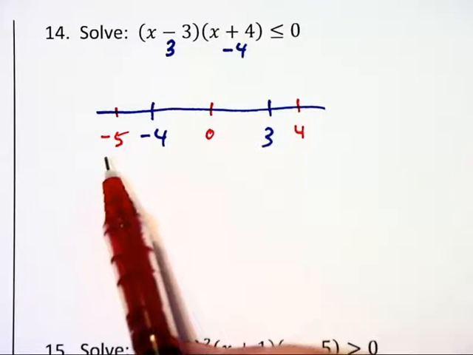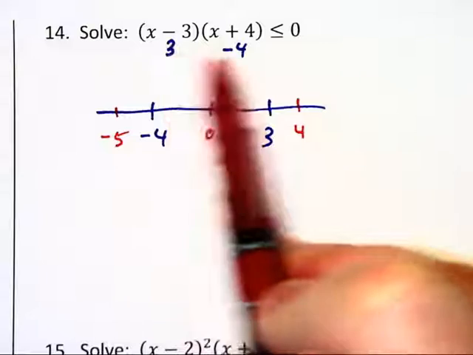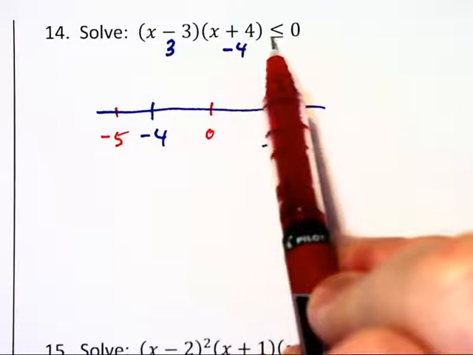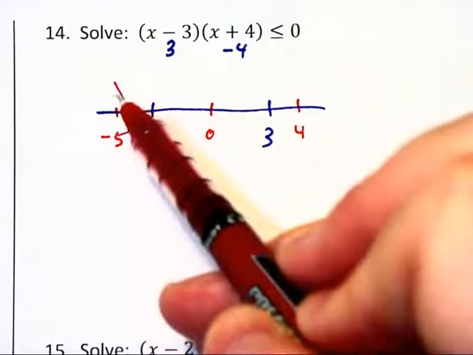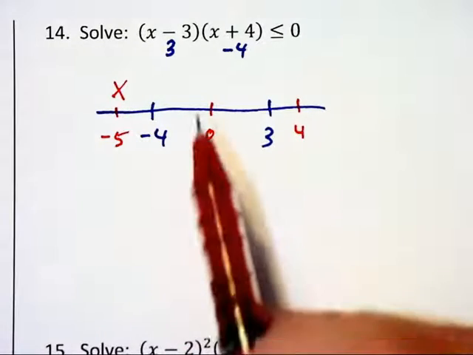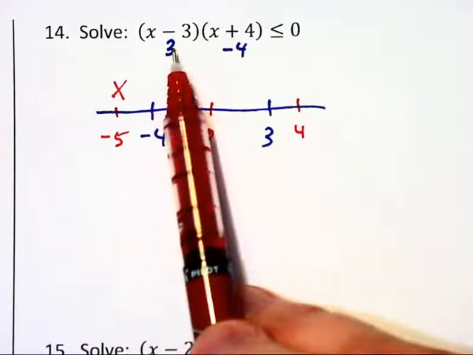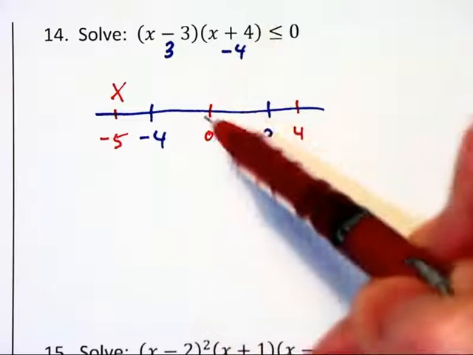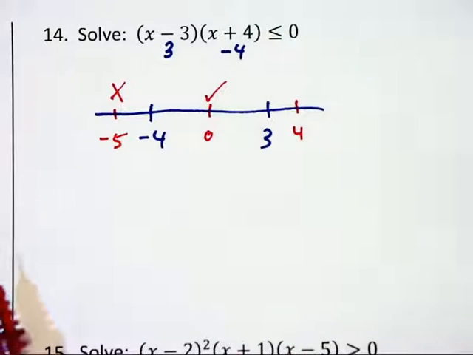When I substitute -5 in, both parentheses become negative, and so negative times negative is positive, and we want it to be less than 0, so that number will not work. When I substitute 0 in, the first parentheses is -3, second parentheses is +4. That gives me a product of -12, which is less than 0, so values in the center will work.